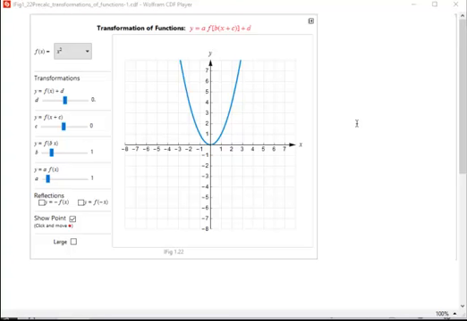Okay, this particular video is over transformations of multiple graphs that are our basic graphs we look at. We'll start with x squared. This is a quadratic graph, or f of x equals x squared. This is before any transformations of any sort like this have been applied.